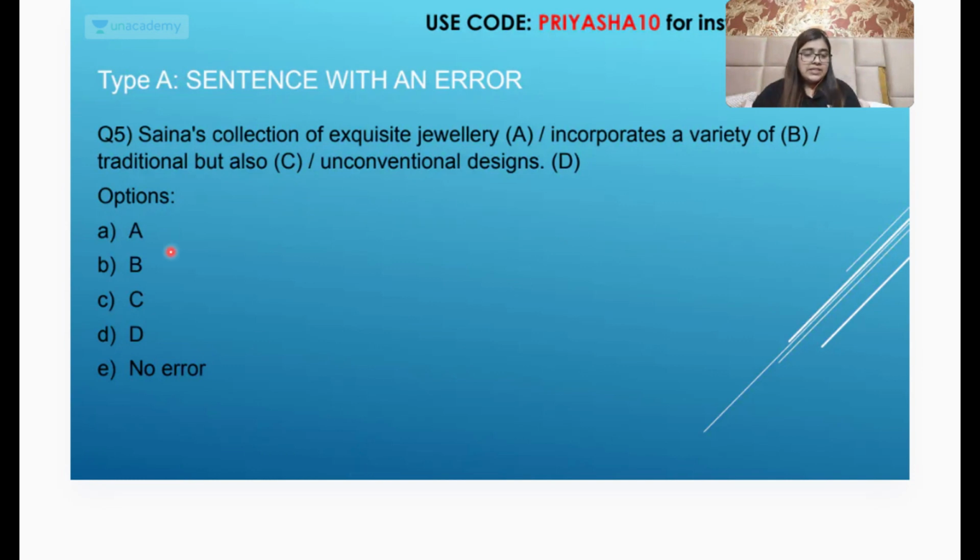I can make a replacement over here for but also. To make it a simple correction, I can use and over here. Done, easy. A variety of traditional and unconventional designs. Traditional also becomes an adjective, unconventional designs. Easy. Yes, and correct.